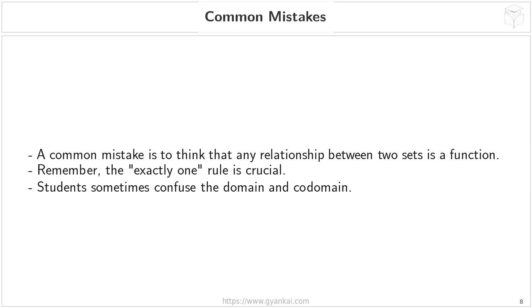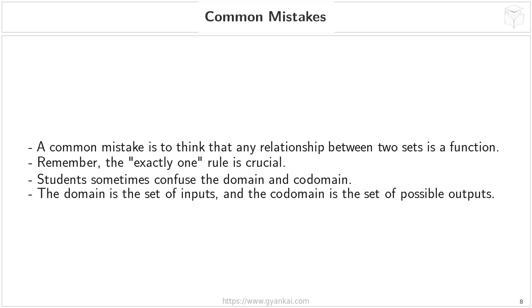Another area where students often stumble is confusing the domain and the codomain. Let's quickly recap. The domain is the set of all possible inputs to our function, everything we're allowed to start with. The codomain, on the other hand, is the set of all possible outputs the function could produce. It's the pool of values where the outputs come from.